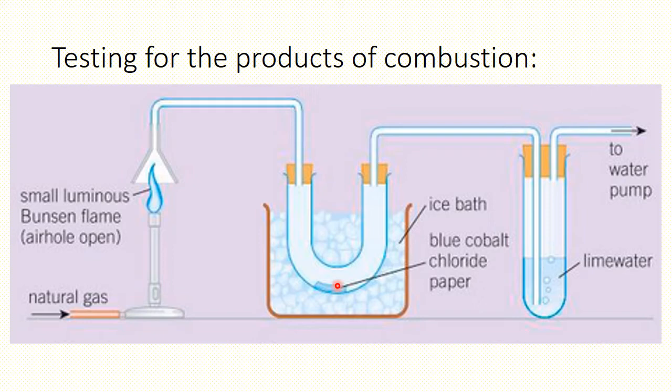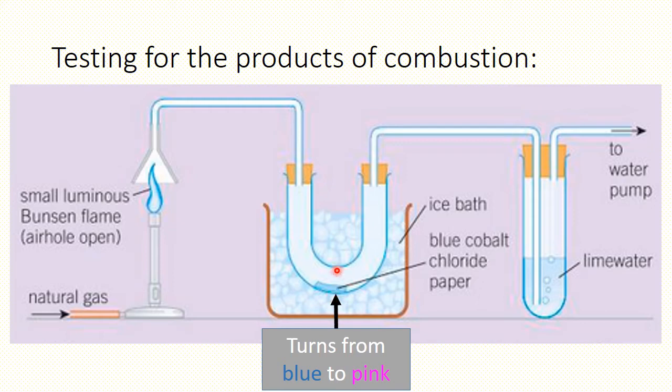So as the water forms, what's going to happen to the cobalt chloride paper? That's right, it's of course going to turn from blue to pink, proving that water vapour is being produced because we've condensed it here. Now carbon dioxide gas, it's not cold enough for it to turn back into a liquid, so that's going to carry on travelling through here.